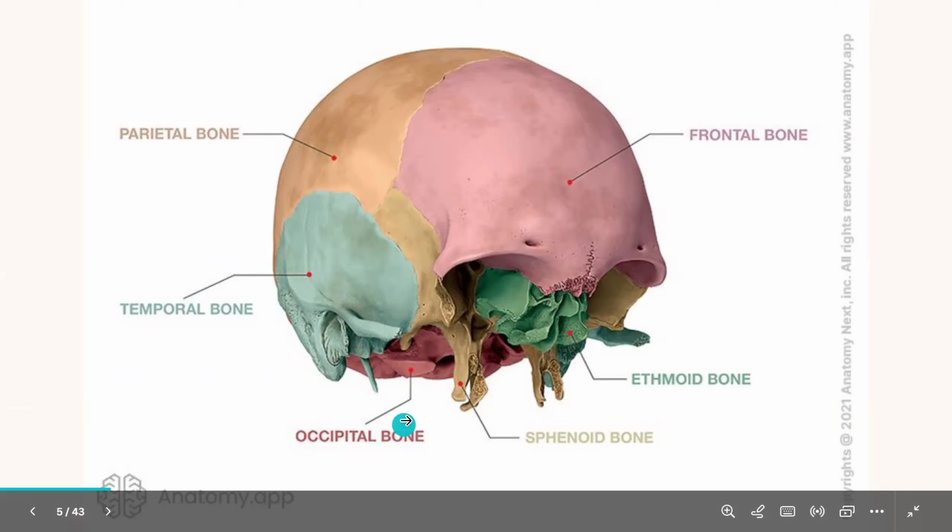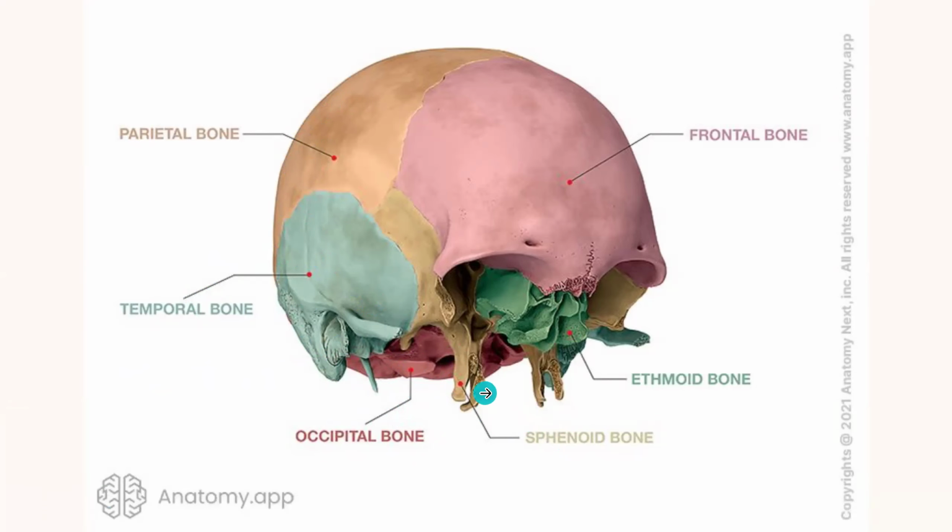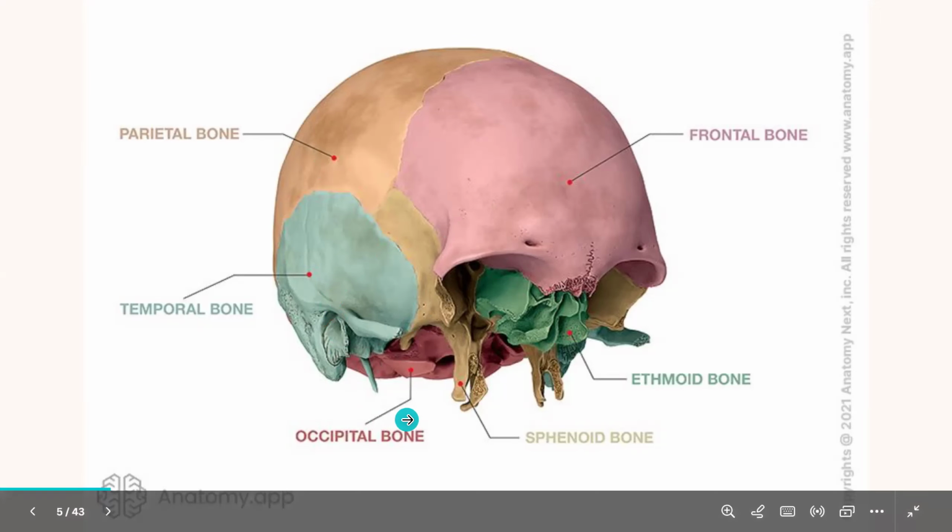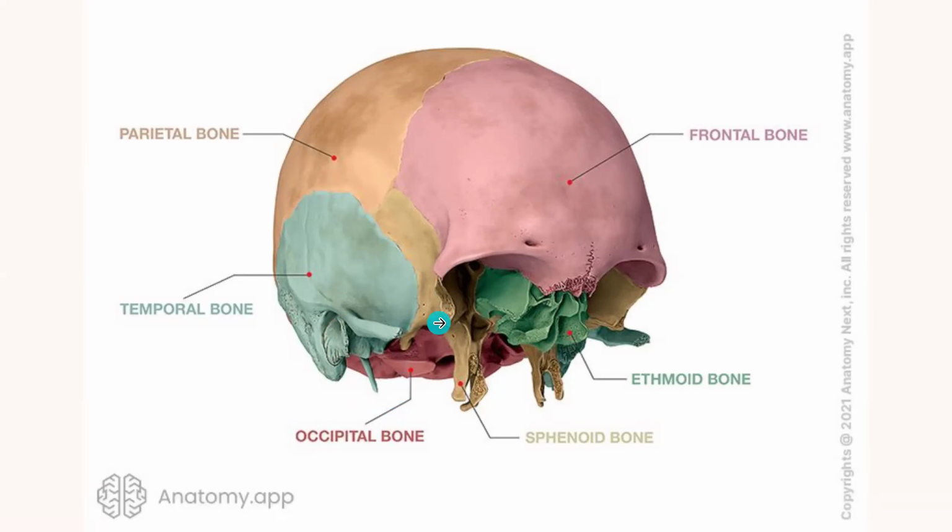Now, one of the most complex and important bones is the sphenoid bone. It is a single bone that connects all of the neurocranial bones to each other. It is like the master of the orchestra.